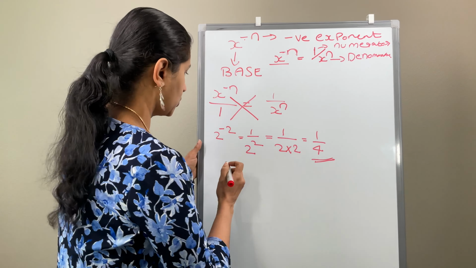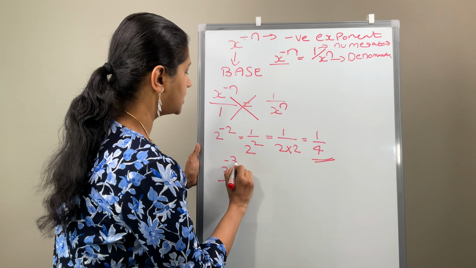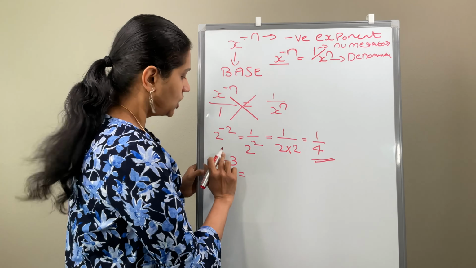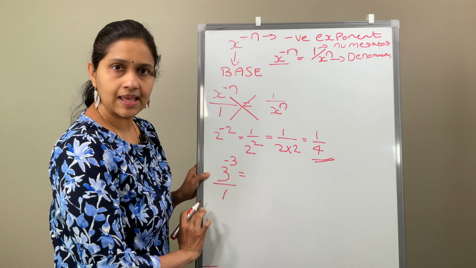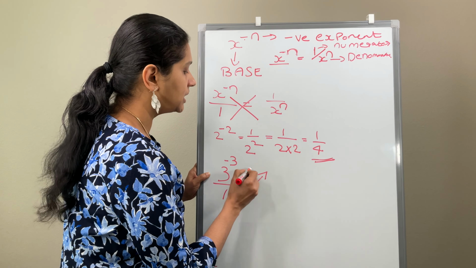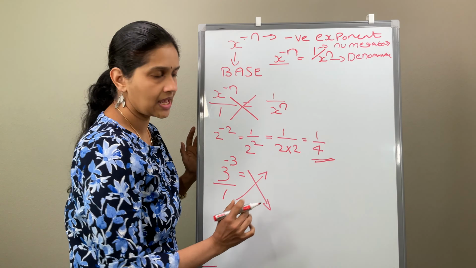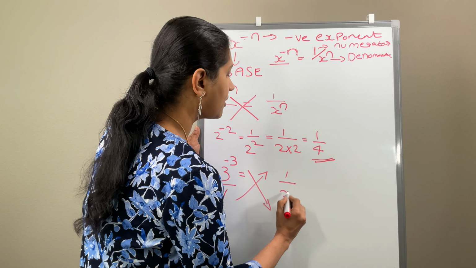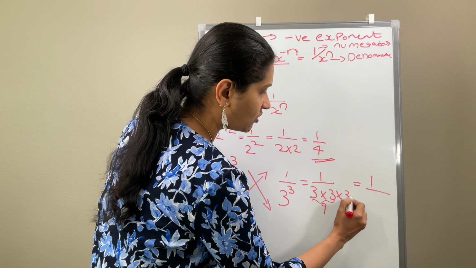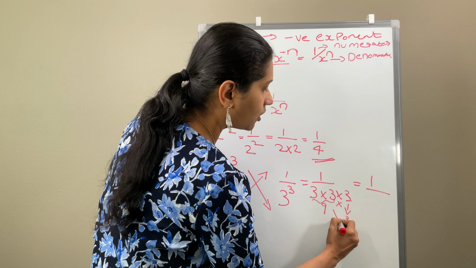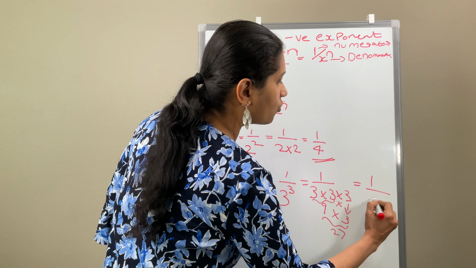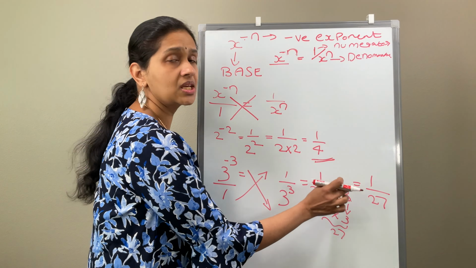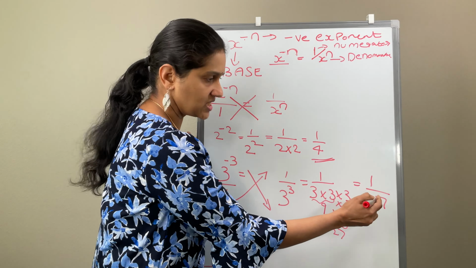Right? I will give you one more example. Say 3 to the power of minus 3. How to solve this? If you say by 1, it's the same, right? So the numerator becomes the denominator and the denominator becomes the numerator. It will be 1 by 3 to the power of 3, which is equal to 1 by 3 times 3 times 3. What is 3 times 3? This is 9. We have one 3 which is standalone. Bring it down. What is 9 times 3? 27. So 3 times 3 times 3 is 27. So 1 by 27. This is the answer.